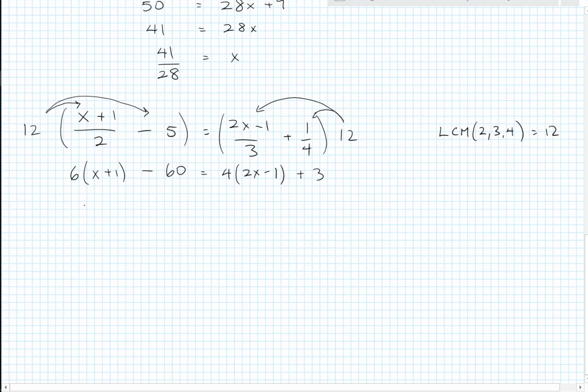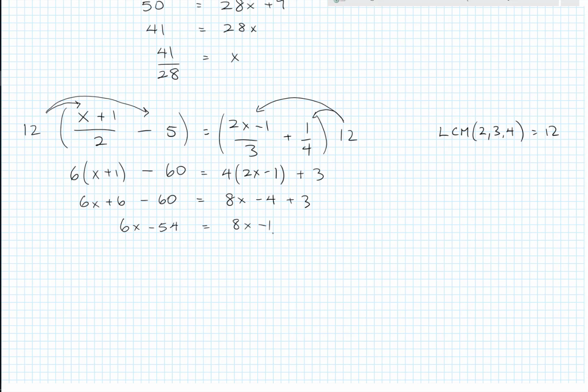Now I can expand those two terms that have brackets. So I end up with 6x plus 6 minus 60 on the left, 8x minus 4 plus 3 on the right. Let's simplify things that are easy to simplify. So we have 6x minus 54 on the left, and on the right, we have 8x minus 1. All right, so which side are we going to collect the x's on? Well, I've got 8x on the right, 6x on the left. My choice is to collect the x's on the right. I'll do that by subtracting 6x from both sides, and I'll add 54 to both sides at the same time.